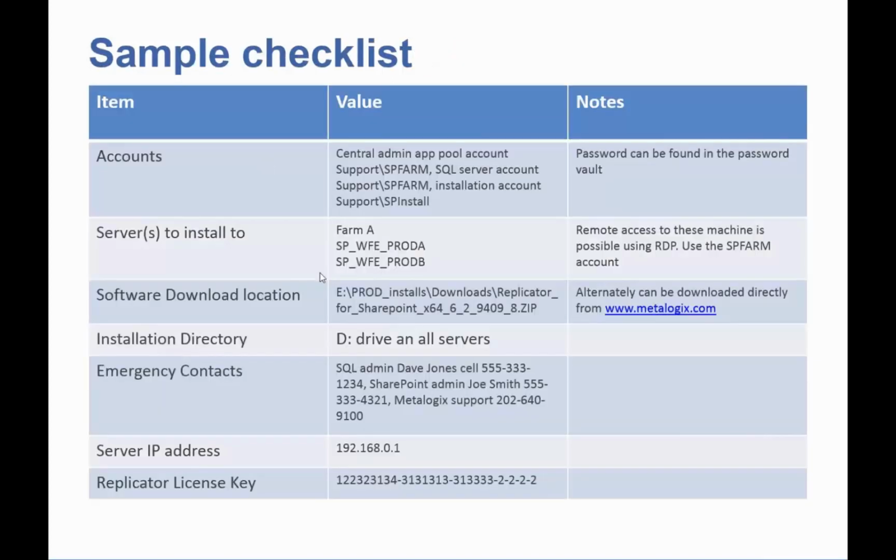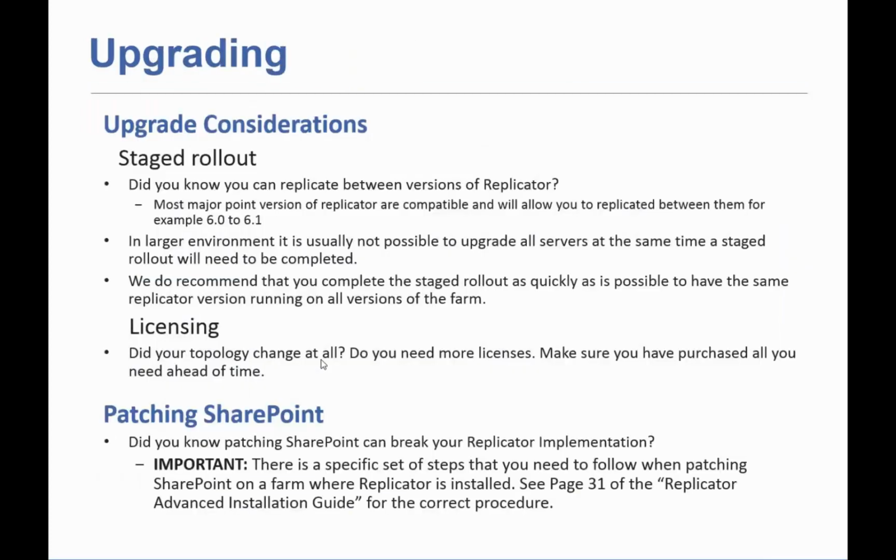All right. I just put together this sample checklist to give you an idea, whenever you're doing your install. It's something simple, but it can save you a lot of grief. For example, list out your accounts, what servers you're going to be installing to, where you've stored the installation, where you want to install it, your contacts, maybe the IP address, the Replicator license key, all the things that are important that are going to make the install easy for you.